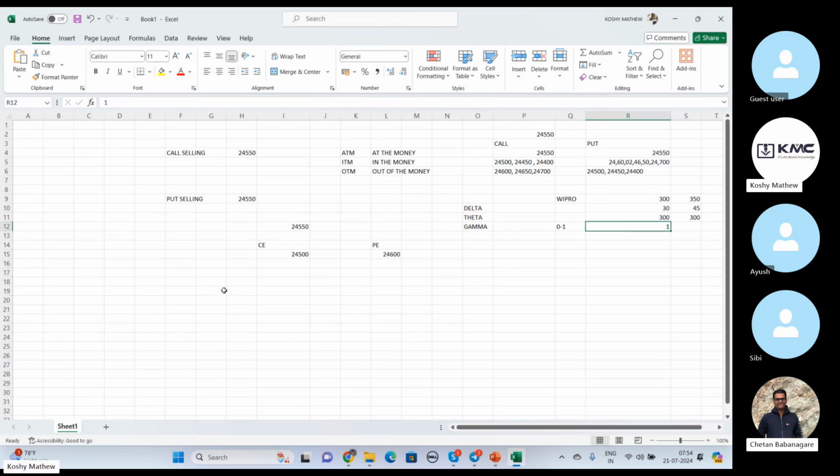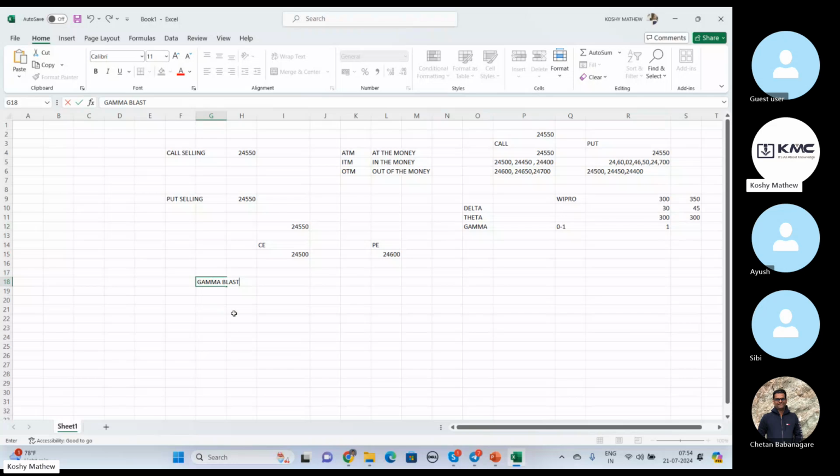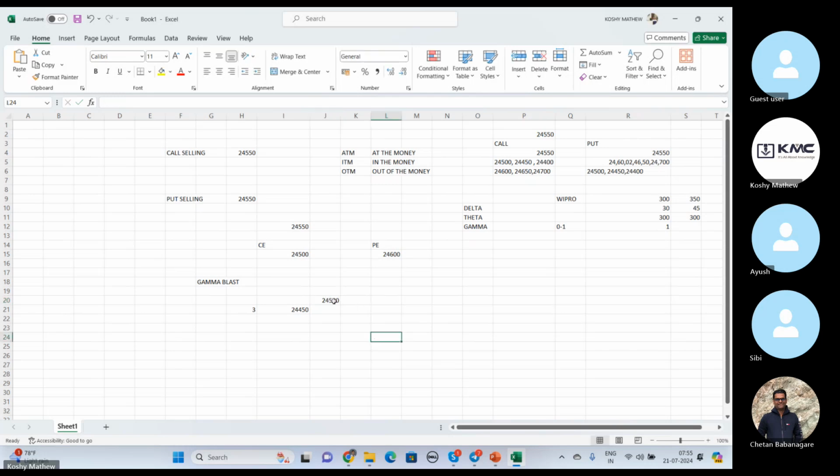That's the reason you might have heard a lot of people talking about gamma blast. What happens suddenly at 3 p.m. or 2:45? Just imagine a strike price of 24,450. Nifty is at that point of time. From here, Nifty jumps to 24,550. Immediately from 450 to 550 it jumped.